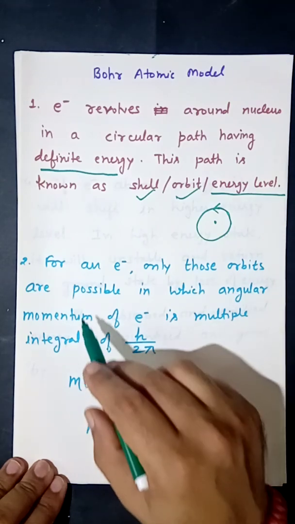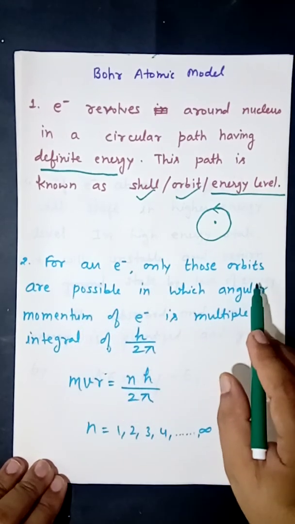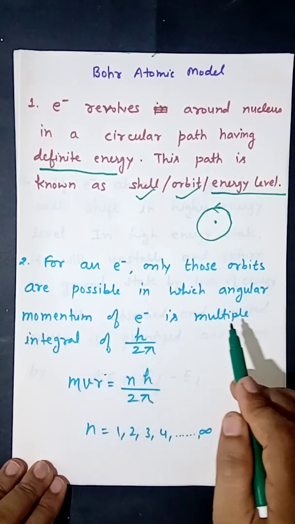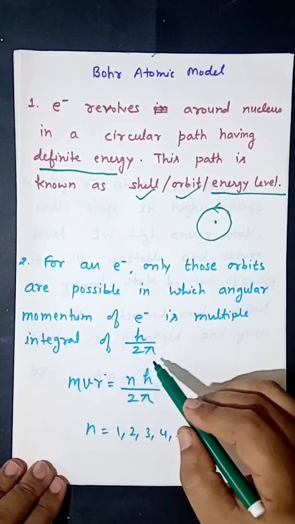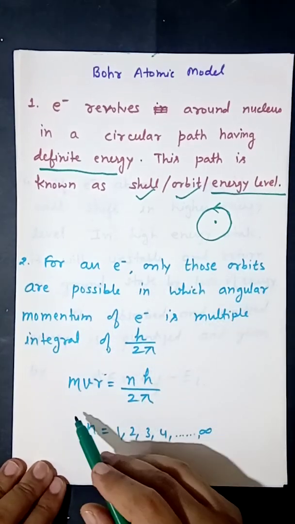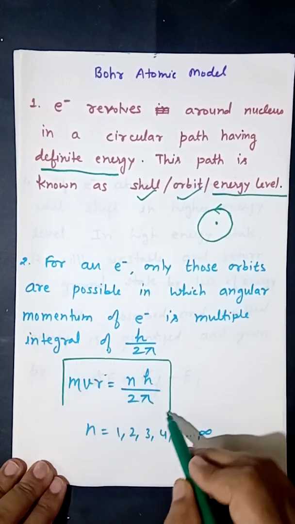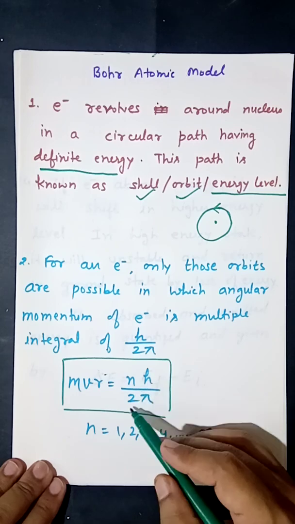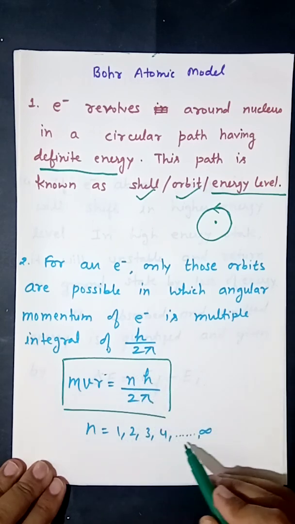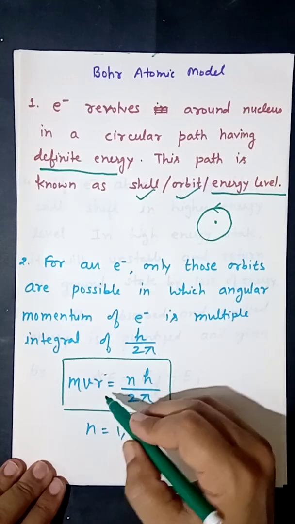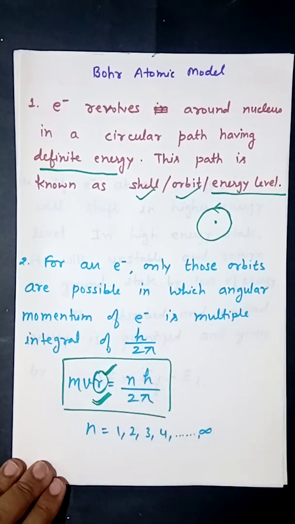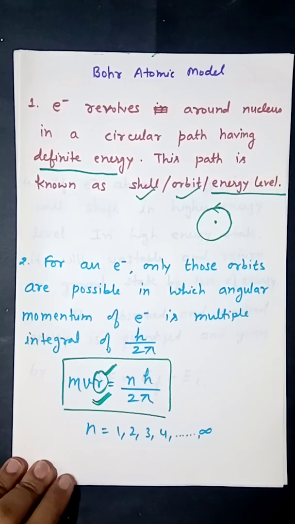So you all know the electron revolves, and now a new point is that the energy of the shell is constant, definite energy. Second point: for an electron, only those orbits are possible in which the angular momentum of the electron is an integral multiple of h upon 2 pi. We can convert this statement into a formula. The angular momentum of the electron, given by mvr, must equal nh upon 2 pi. Here n may be 1, 2, 3, 4, any integral number. If this equation is satisfied, only then is this particular radius possible. It means only in this condition can the electron revolve in that particular shell.